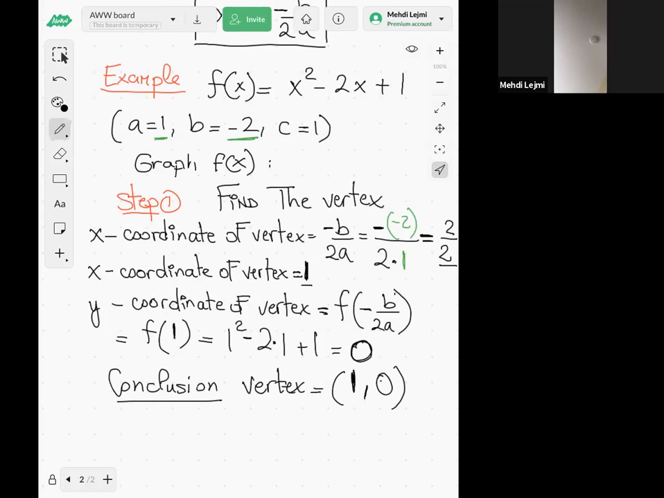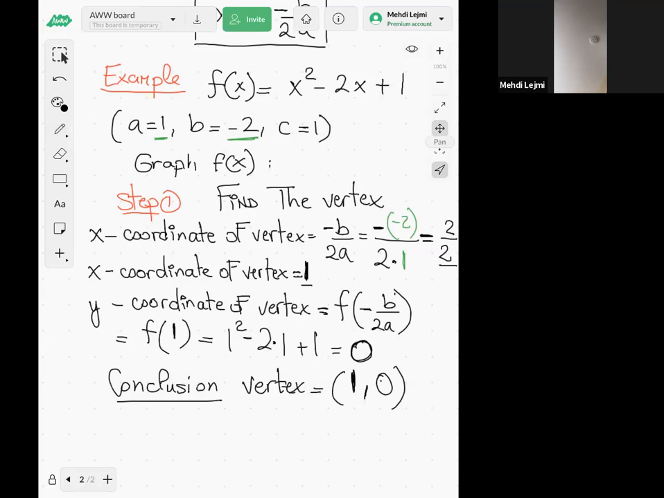Again, you have this formula, minus b over 2a, for the x coordinate, and the y coordinate is just f of minus b over 2a. So that's (1, 0), the vertex of my parabola. That's the first step.